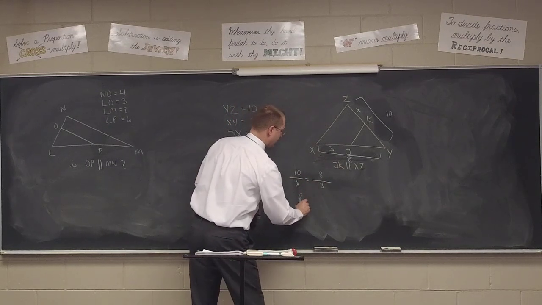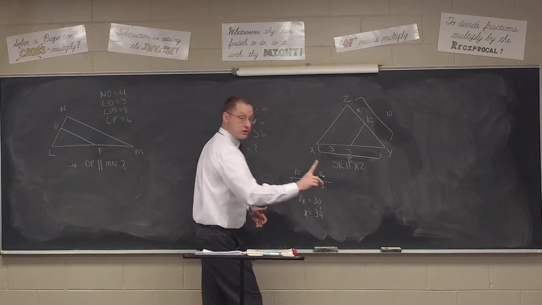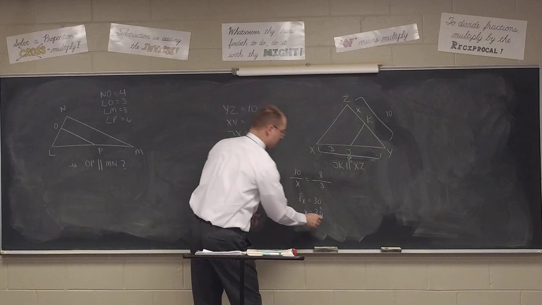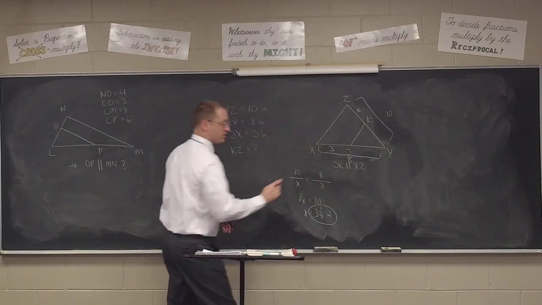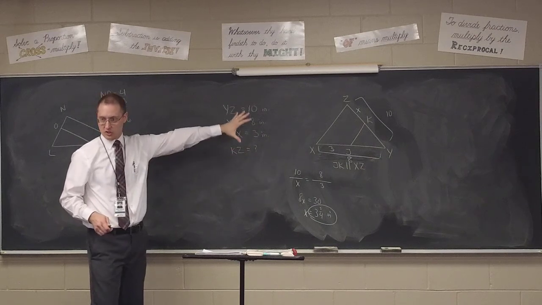Perfect. We'll cross multiply, get 8x equals 30. We'll divide both sides by 8 to get 3 and 3/4 inches. So 3 and 3/4 inches should have been our answer. How many have that? Do we understand how to plug these things in?